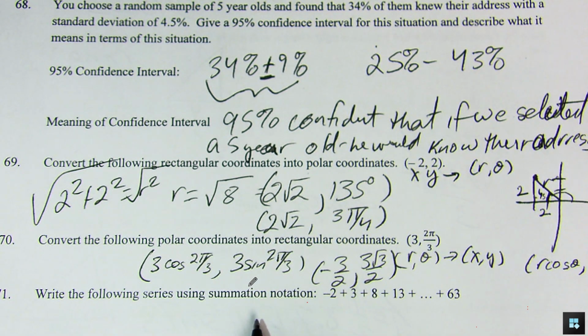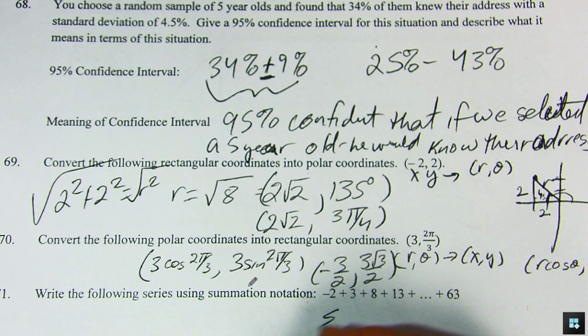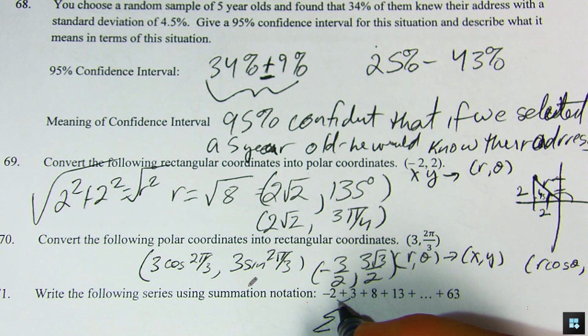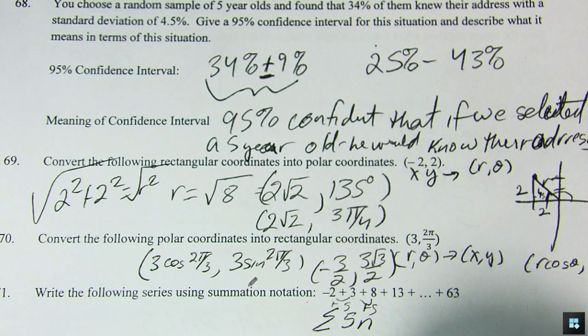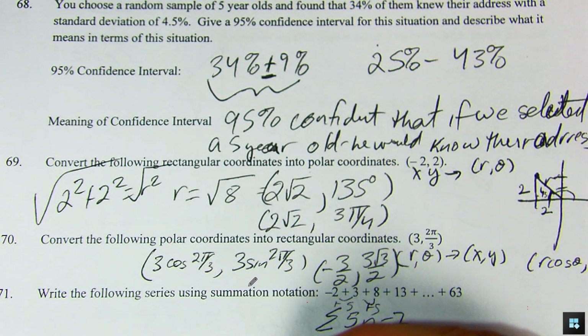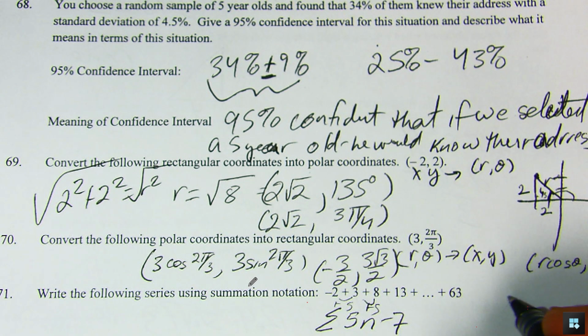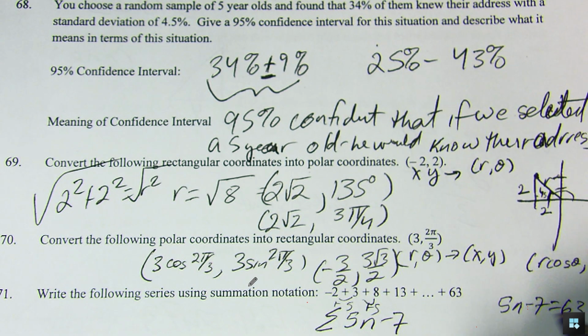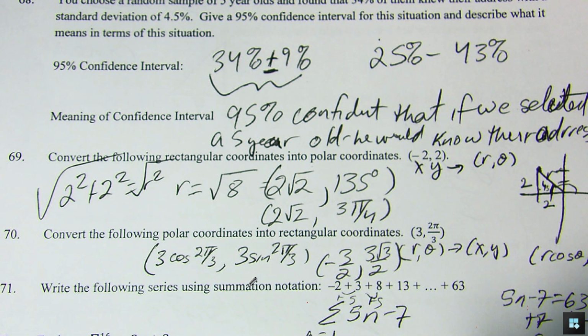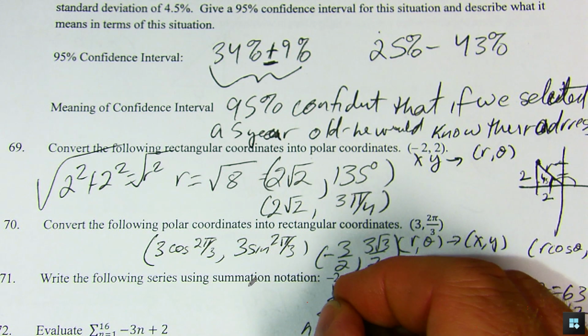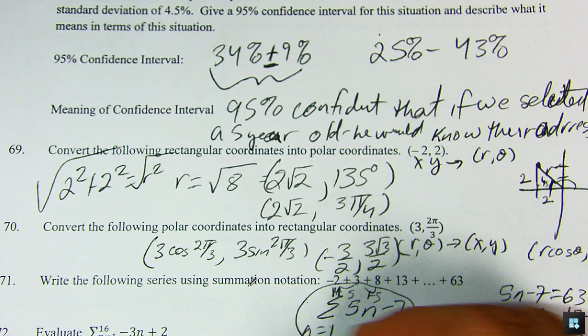Done. Write the following using summation notation. So it's the summation. Now, what is happening here every time? Looks like we're adding 5. So that's going to be 5n. But if I put 1 in here, I get out 5, not negative 2, so I need to subtract 7. From n equals 1, I have to figure out how many there are. So 5n minus 7 set equal to 63. Add the 7. You get 5n equals 70. 70 divided by 5 is 14. So this is up to 14. So there it is, summation notation right there.